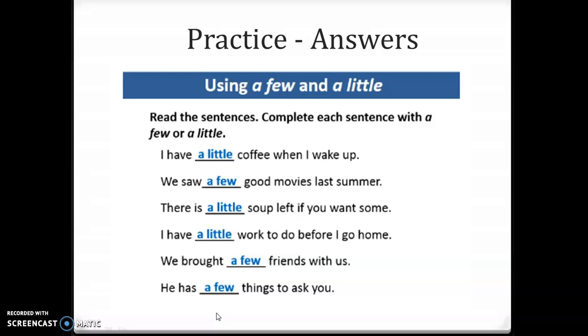I have a little coffee when I wake up. We saw a few good movies last summer. There is a little soup left if you want some. I have a little work to do before I go home. We brought a few friends with us. He has a few things to ask you. So how did you do? Well done.